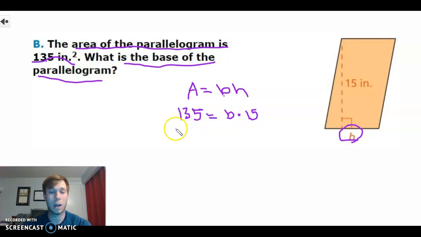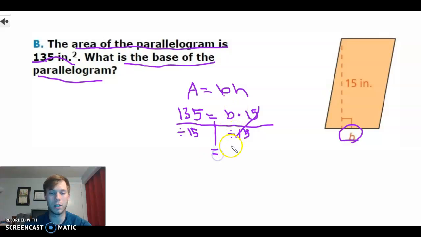Well, now we're going to have to set up our t-chart again. To get the variable by itself, we would have to do the opposite of multiplication, which is division, and divide by 15 on both sides. That cancels out over here, 15 divided by 15. Then we have 135 divided by 15 on the other side.